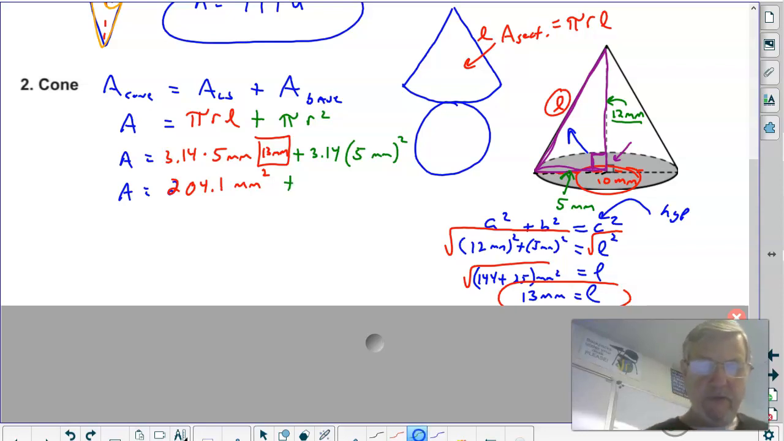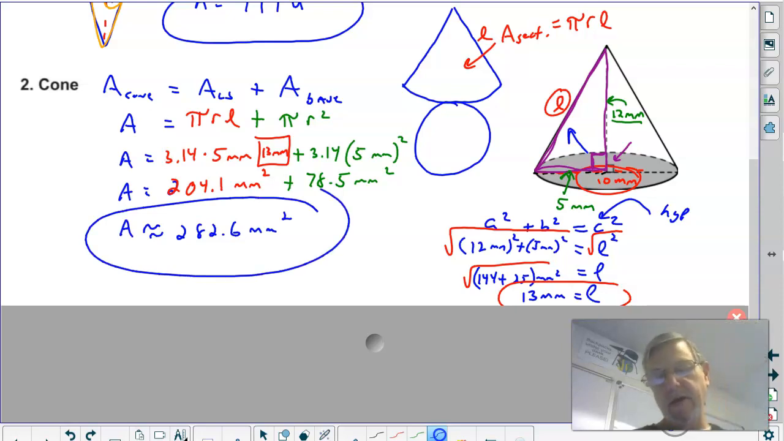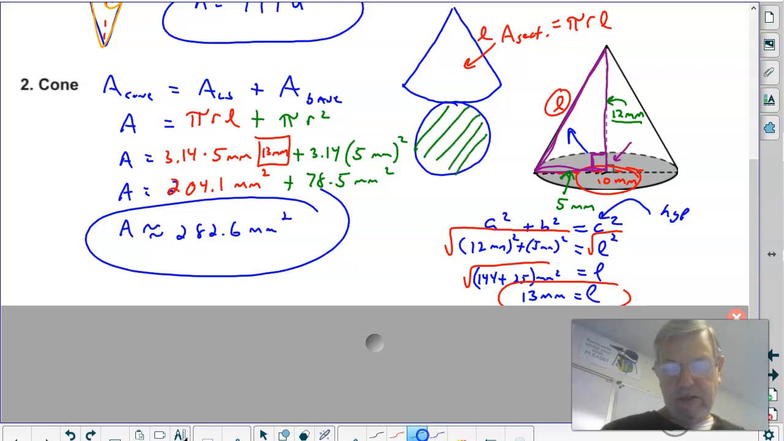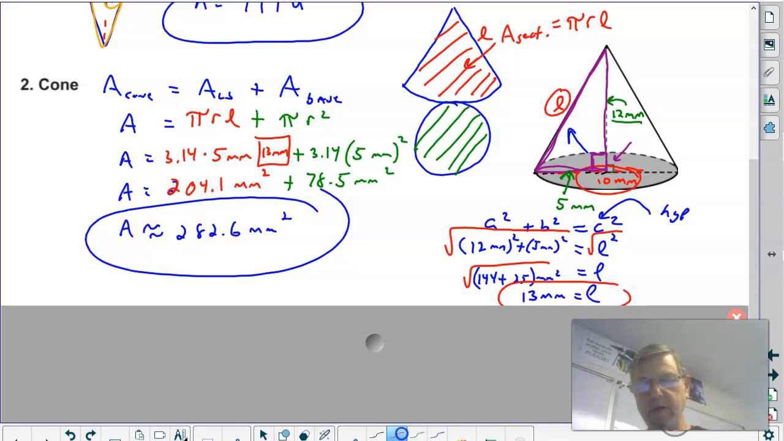Okay, on the back part, for the area of the base, I got to square my 5, so that's 25 times 3.14. Again, we're rounding off here, and this is 78.5 millimeters squared. So our area is approximately 282.6 millimeters squared of surface area. So what did we find? We found the area of the base plus all the area of the lateral surface. And that's surface area of a cone.